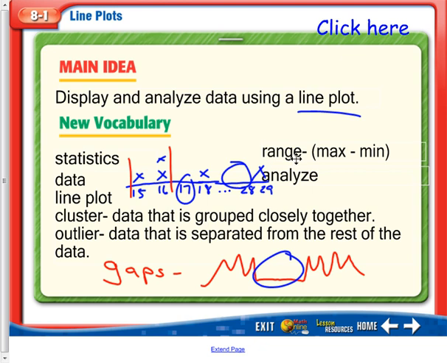How do you find the range when using data? You take your maximum and subtract your minimum. Okay, so right now 29, you'd say 29 minus our lowest number is 15, and the range is 14 for this piece of data. So that means that our data is spread out over 14 different numbers, and that's what the range represents. Analyze, that's what we like to do with statistics, is once we get data, then we like to analyze, interpret what it means.